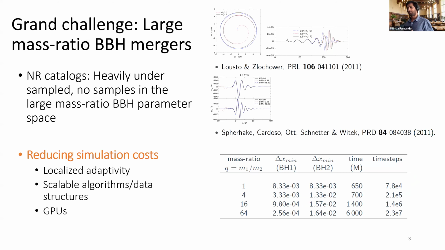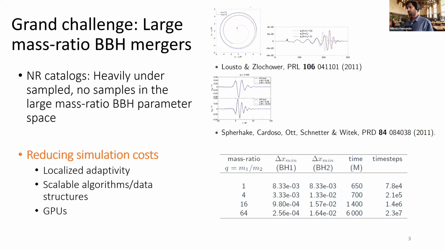One of the main challenges in the numerical relativity community is computing large mass ratio binary mergers, and people have made previous attempts at very high mass ratio binary mergers. But if you look at the binary black hole parameter space, for these large mass ratio binary mergers we have very little simulation data, or even no samples in some regions of the parameter space.